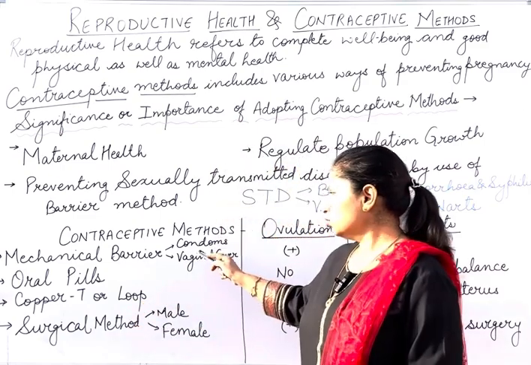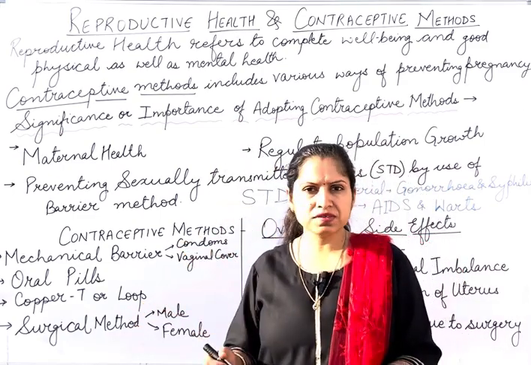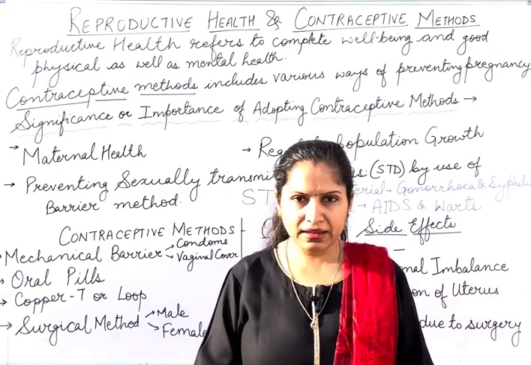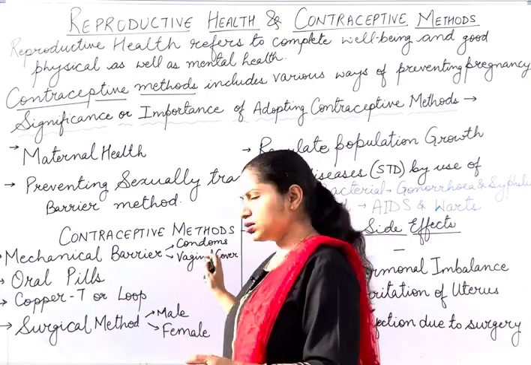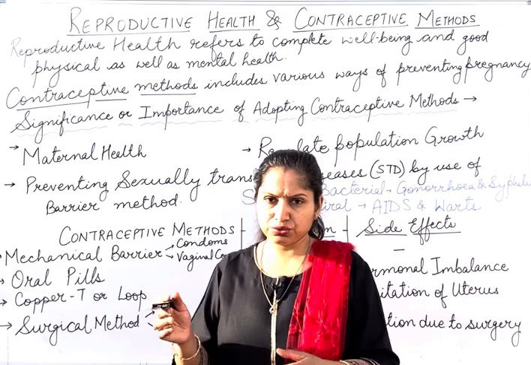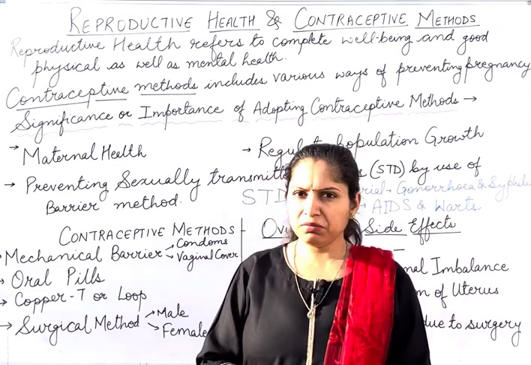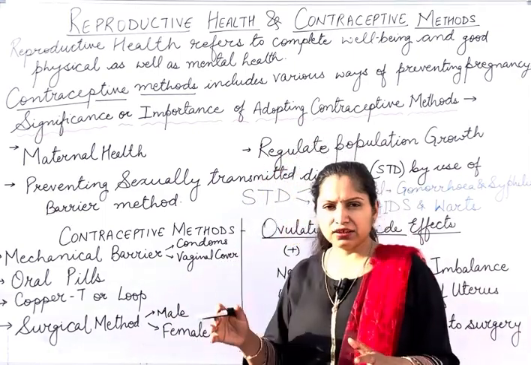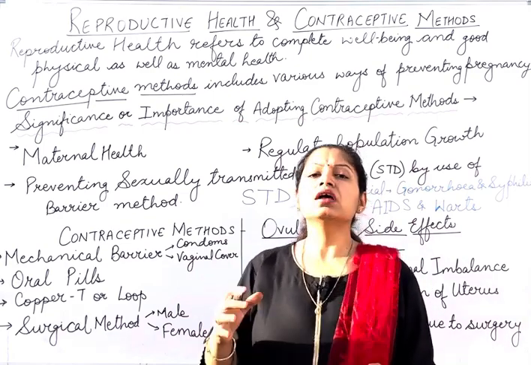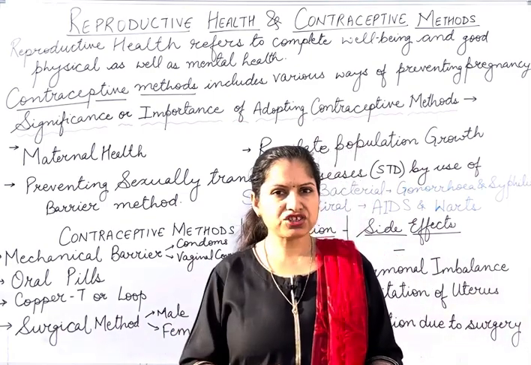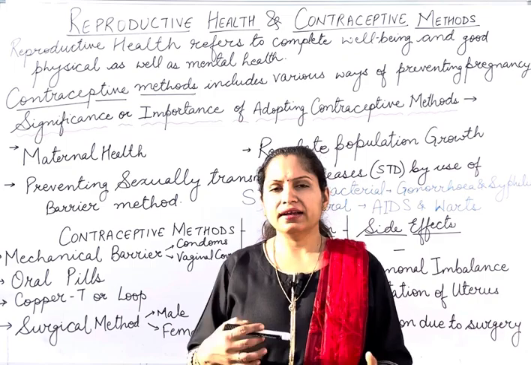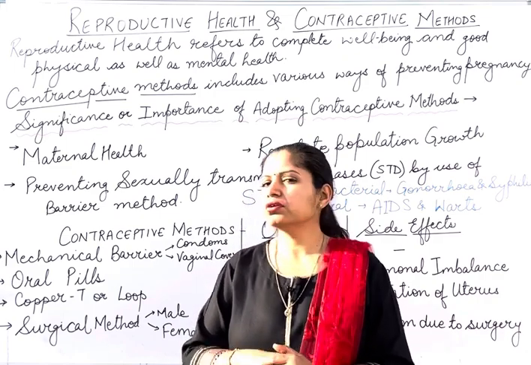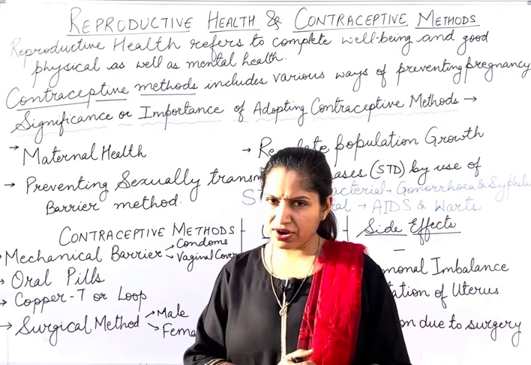This could be in two forms. It could be adopted by a male in the form of wearing a condom over the penis during sexual intercourse, or it could be adopted by a female by wearing a vaginal cover. A similar cover is available that is worn on the vagina by the female, and that will prevent the entry of sperms into the reproductive tract.